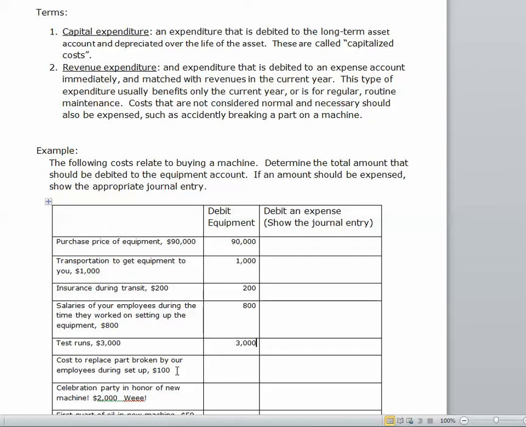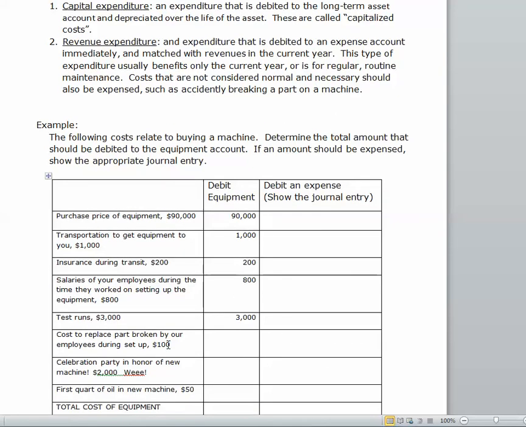Sounds like if we can't use the equipment without it, maybe we should capitalize it? Are you thinking something else here? Look back up to this paragraph here under revenue expenditures. Costs that are not considered normal and necessary should be expensed, such as accidentally breaking a part on a machine. This looks like something that should have been avoided. It didn't have to happen. You don't have to break the machine every time you buy one.